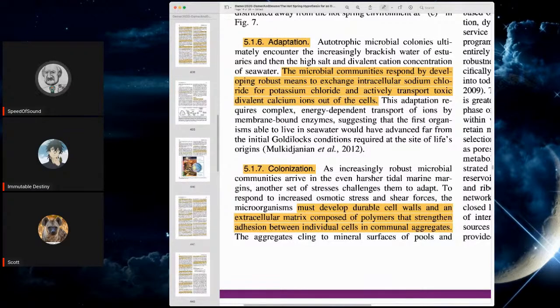But that would be the strengthening of cell walls and the ability to handle a little bit of buffeting, that sort of thing. The aggregates cling. Did I read that?